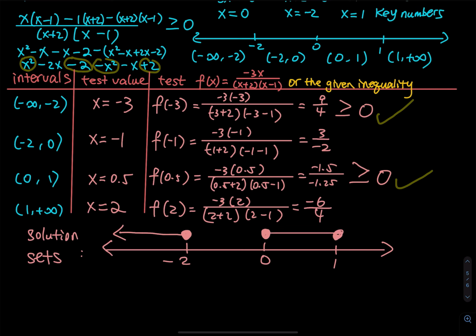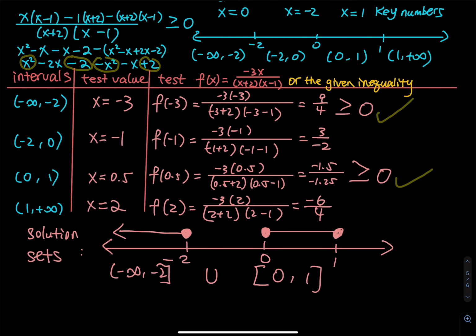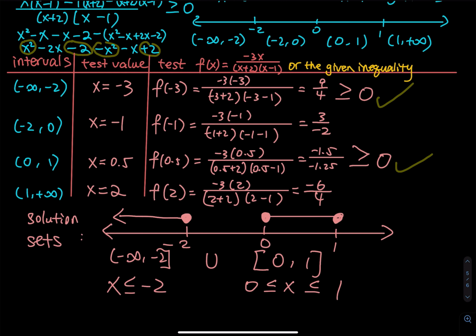And then we do this. So this is from negative infinity to negative 2, square bracket, and then union, square bracket, from 0 to 1, and then the inequality is x less than or equal to negative 2, 0 less than or equal to x less than or equal to 1. If there is no equal, then this is an open circle, open circle, open circle. They are all parentheses, and there is no equal in the inequality.